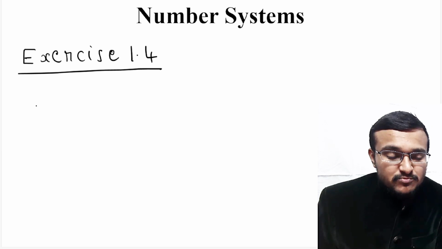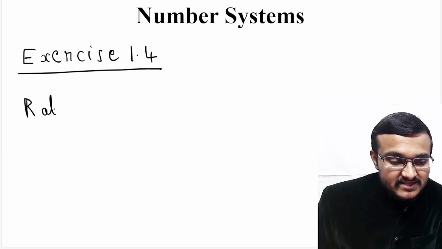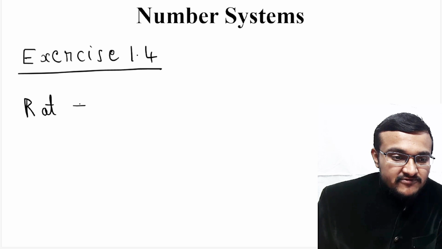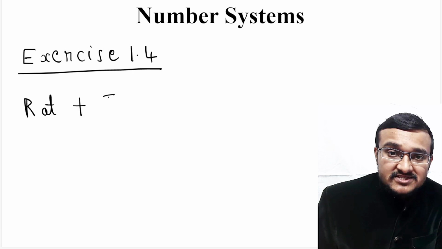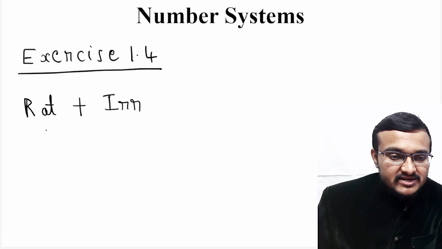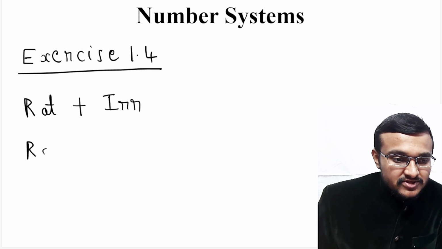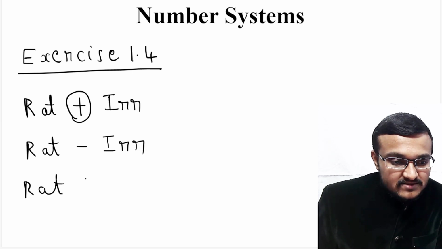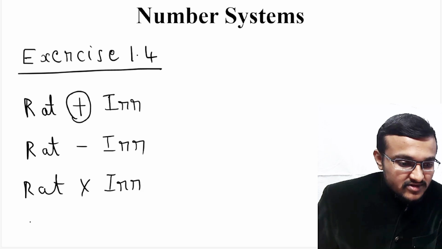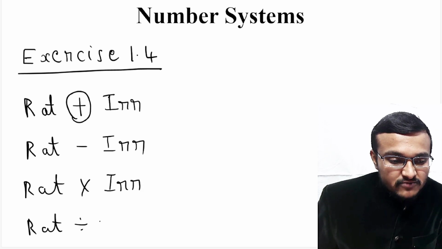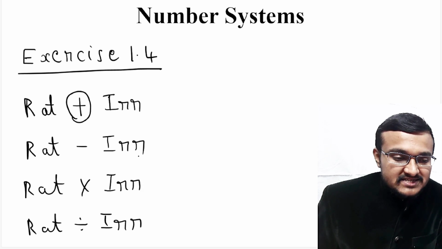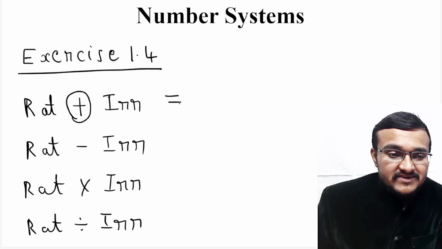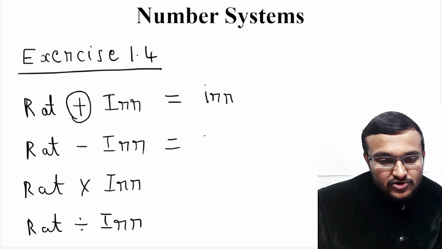So before starting exercise 1.4, let me recall whatever I have taught in the previous video. Whenever you perform operations between an irrational number and a rational number, or a rational number and an irrational number, here I am doing addition, here subtraction, multiplication, and the division operation. So whenever you perform these operations between a rational number and an irrational number, always you will get an irrational number only. So this you should remember.